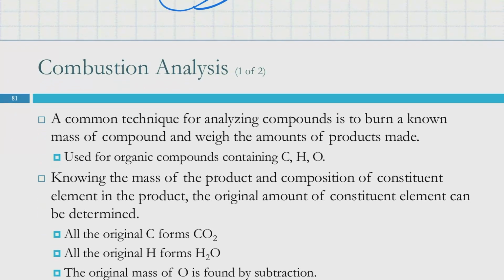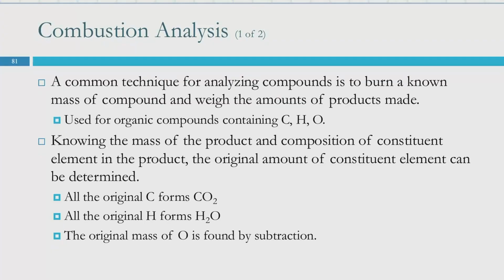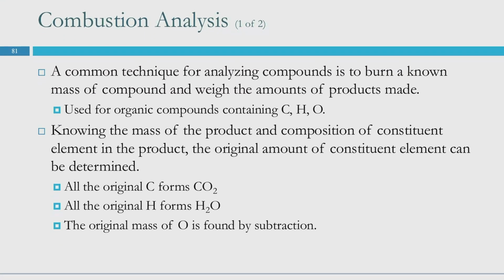Cool. Another way that we can do analysis is with combustion, so burning stuff. A common technique for analyzing compounds is to burn a known mass of the compound and then weigh the amounts of the products that are made. This is useful for organic compounds, things that are based on carbon, that also typically have hydrogen and oxygen.